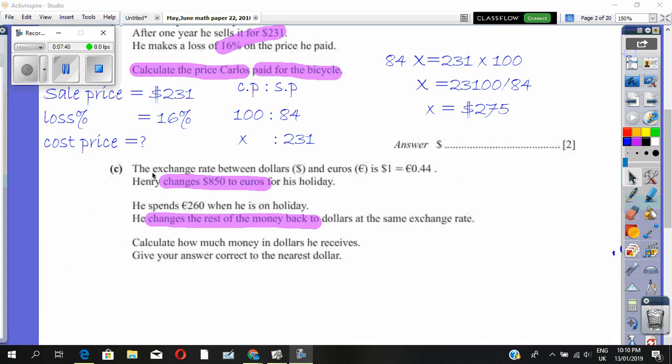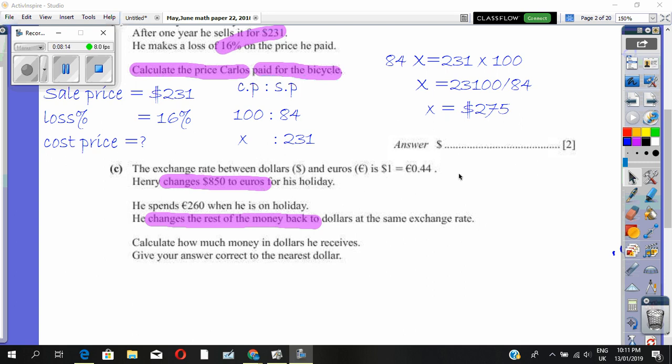The C part of the same question: the exchange rate between the dollars and euros is $1 equals €0.44. Henry changes $850 to euros for his holidays. He spends €260 when he is on holiday. He changes the rest of the money back to dollars at the same exchange rate. We're supposed to calculate how much money in dollars he receives. Give your answer correct to the nearest dollar.